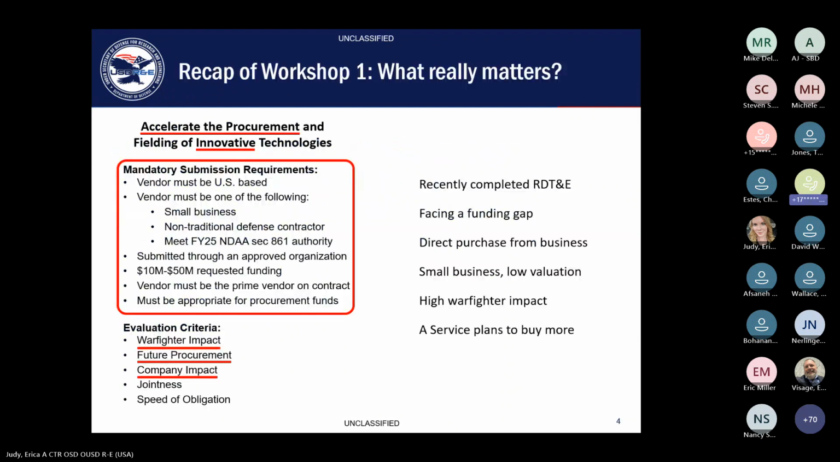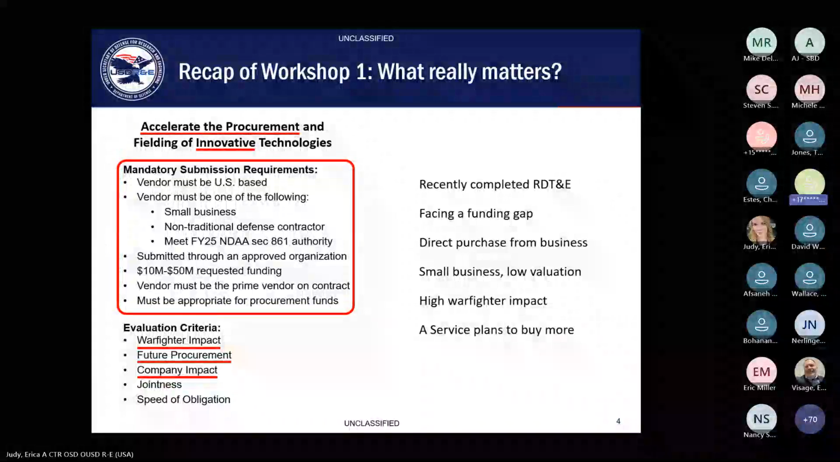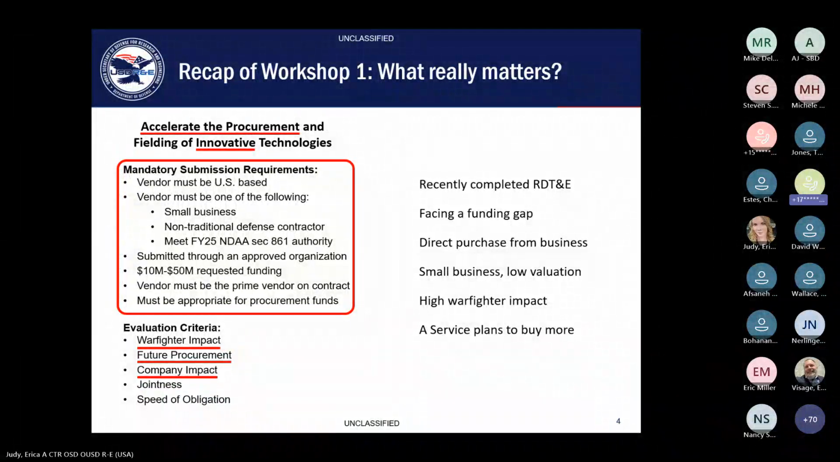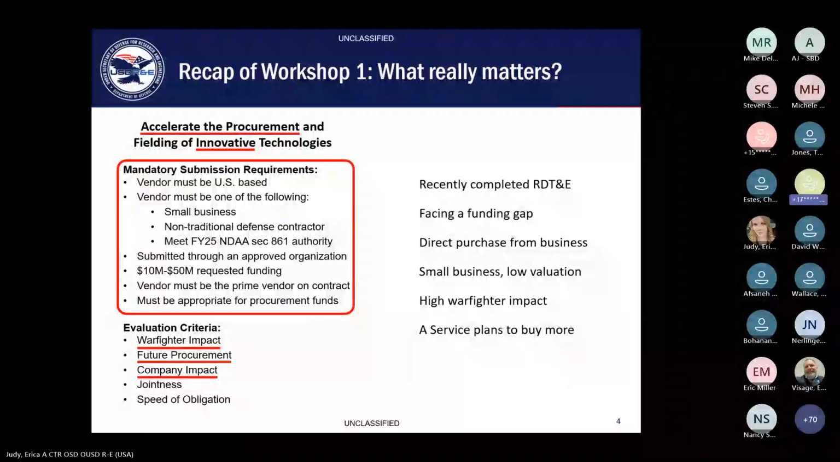A quick recap of Workshop 1. We spent a lot of time talking about what really matters with APFIT. The stuff you see on the left is pretty typical in any of our briefings or on our website. We went through and highlighted certain parts, boxed certain things, and talked through what really mattered, and ended up with these 6 criteria on the right-hand side of the screen. At the end of the day, this is what makes the best APFIT submission, if you can meet all of these things.